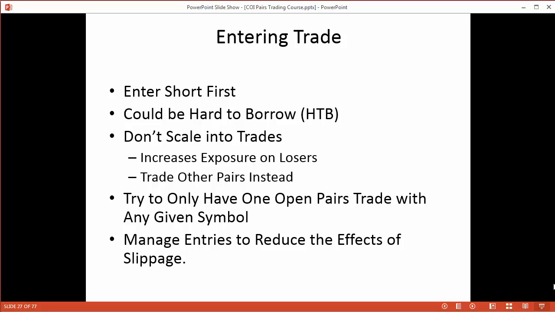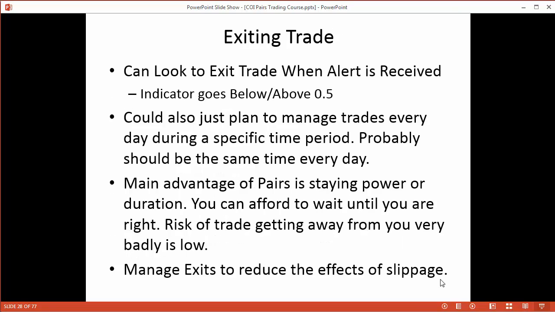using limit orders, and we use limit orders in a way that we try to get the best price that we possibly can. And if for some reason we don't get filled at that limit price, we can always do a cancel and replace and work the order until we get the best fill that the market's willing to give. Alright, exiting the trade.